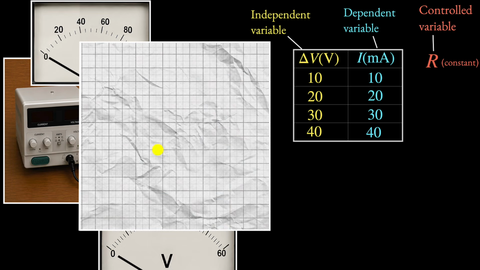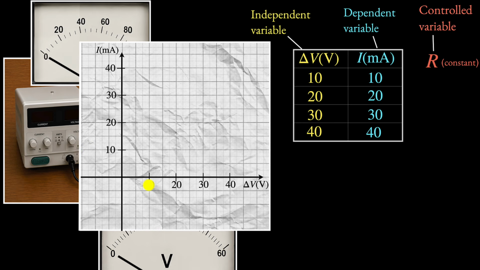So in our graph, we're gonna plot the values of voltage and current. So let's choose our independent variable, the voltage, along the X or the horizontal, and the dependent variable, the current, along the vertical. And let's put some markings over here. Okay, so let's plot them.